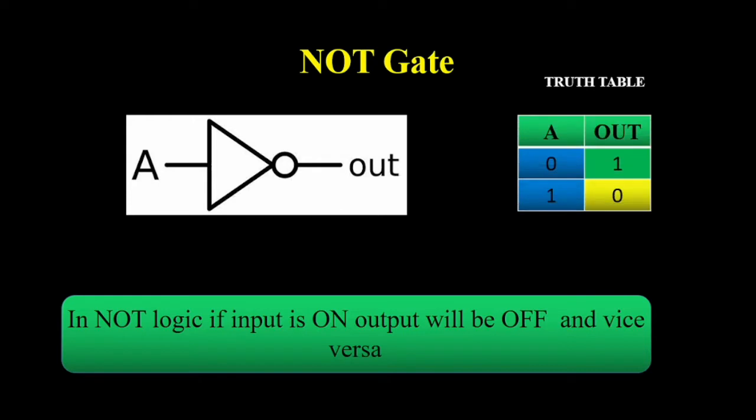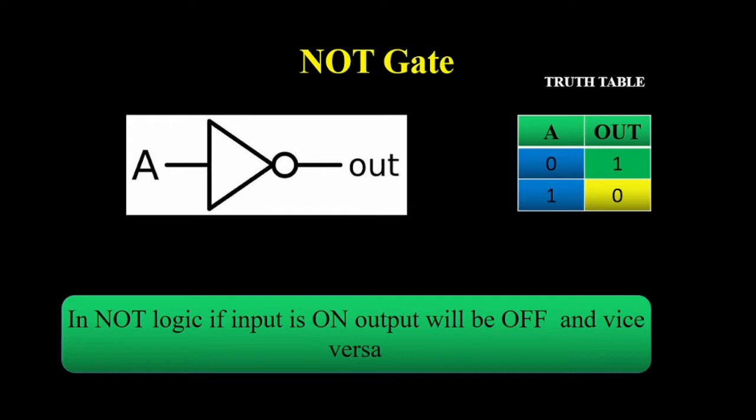Consider we have A as input and its output. If the input given to the NOT gate is off, it will provide on, or if the input given to the NOT gate is on, it will provide off. So by observing that, hope you understand that if the input is on, the output will be off, or if the input is off, the output will be on.